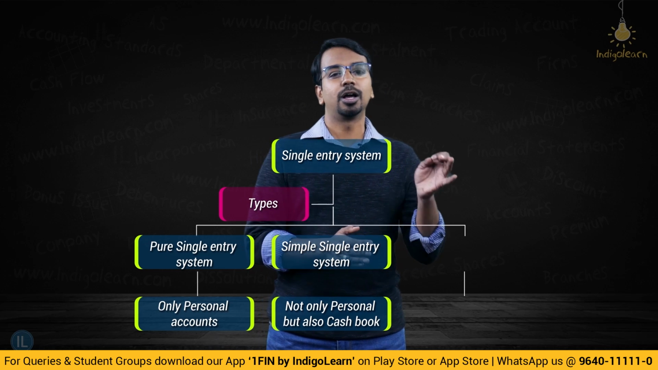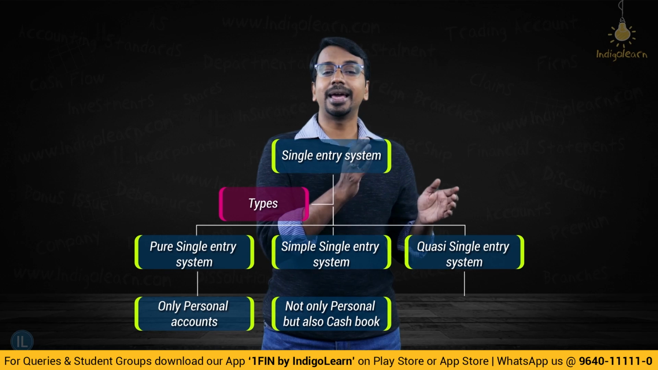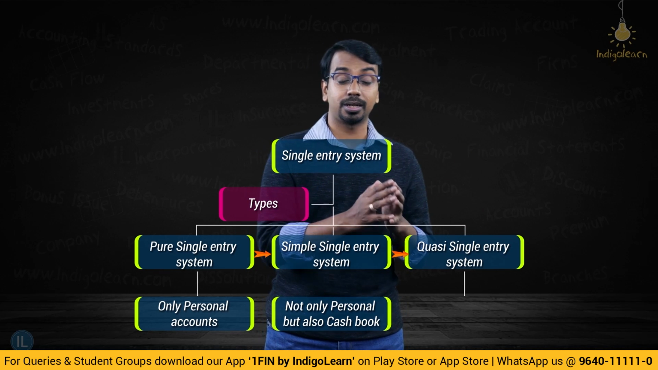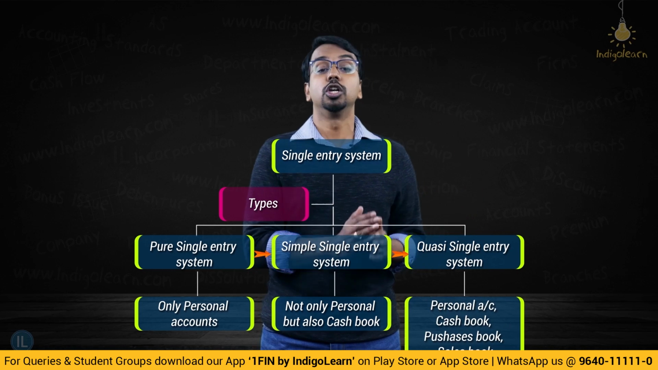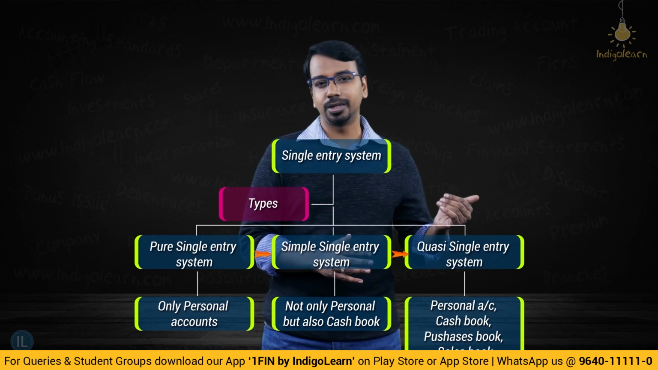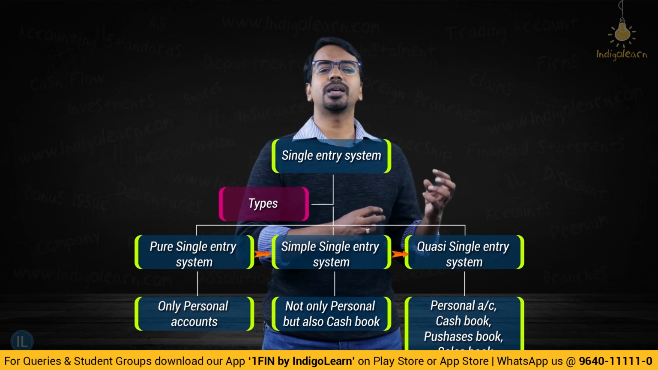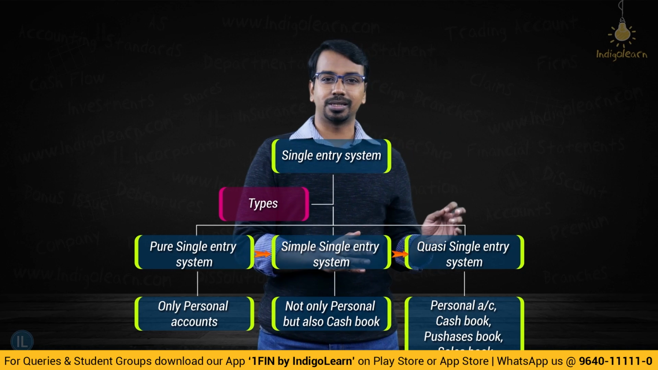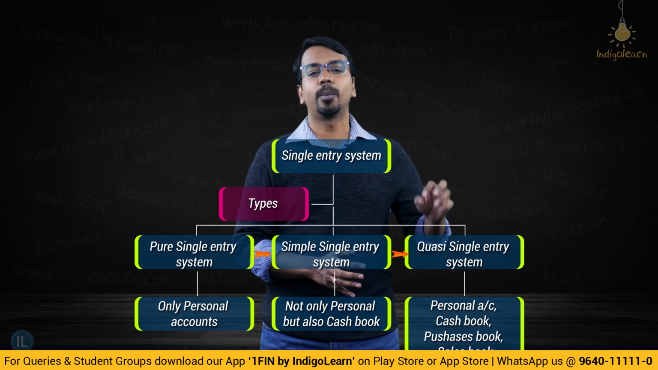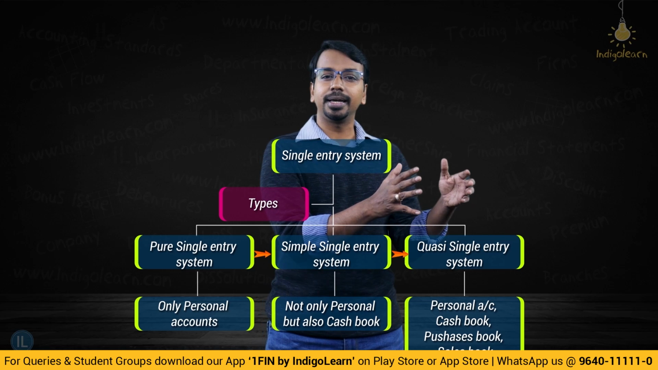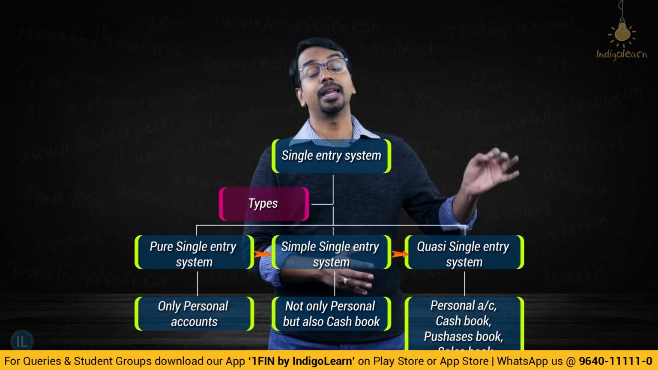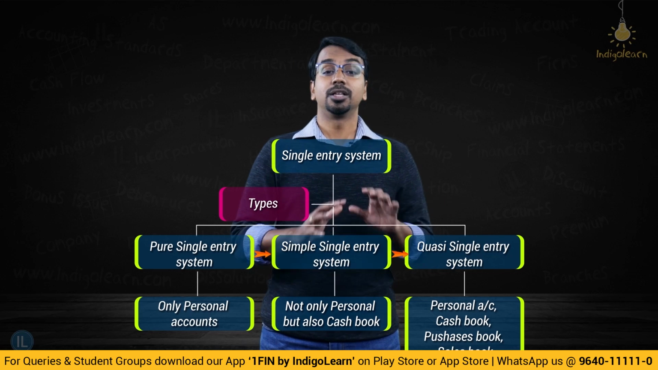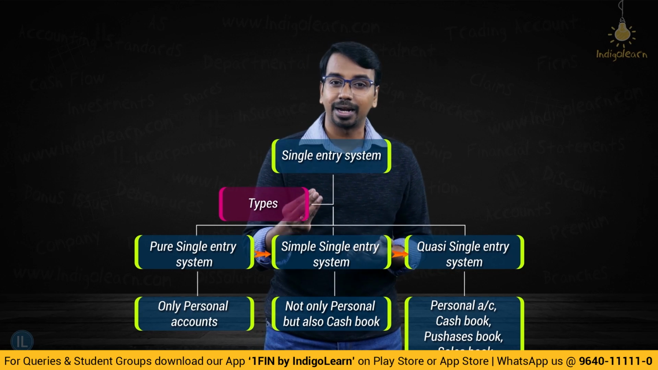Then the third one is quasi single entry system. This is like a bridge between a single entry system and a double entry system. So you maintain your personal accounts, that is your debtors account and your creditors account. You also maintain your cash book, you maintain your purchases book, you maintain your sales book, and maybe some other information regarding expenses, right? So that is a quasi single entry system. Now this third category fits into my dad's example, where he was maintaining something like a double entry system, but again it was not a complete double entry system, it was still a single entry system, right? These are the 3 broad categories, mostly for academic reference.